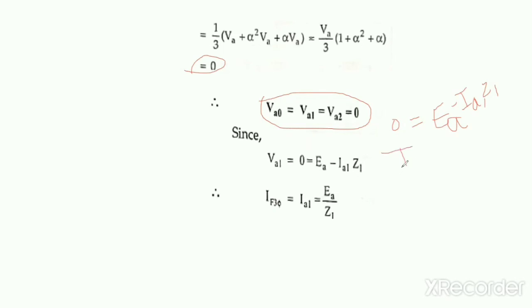Okay, from this equation, we write down the formula for IA1. Therefore, IA1 is equal to EA by Z1. In this formula, IA1 is equal to IF three-phase. That is the fault current that will be obtained between the three phases: the A phase, B phase and C phase. Okay, understand?